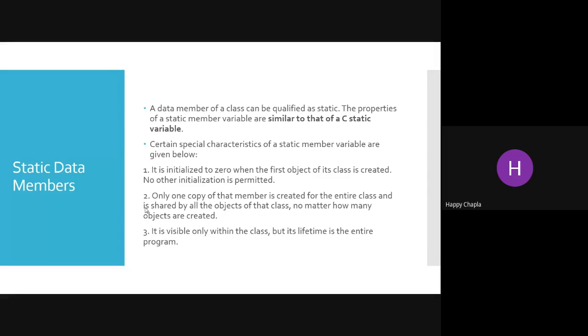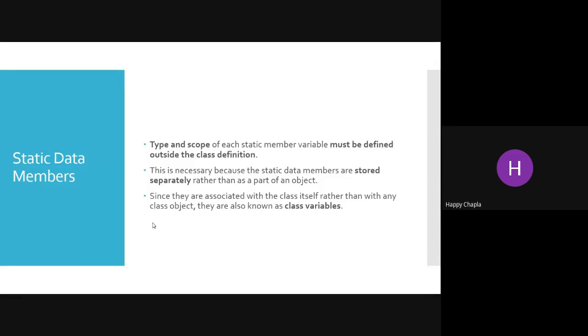The type and scope of each static member variable must be defined outside the class definition. Okay, I'll explain what your first point suggests. This is necessary because the static data members are stored separately rather than as a part of an object, since they are associated with the class itself rather than with any class object. That's why we can call it a class variable.